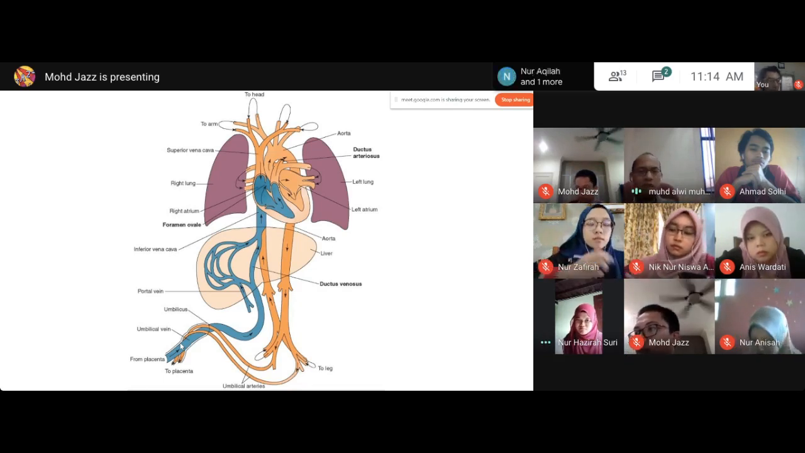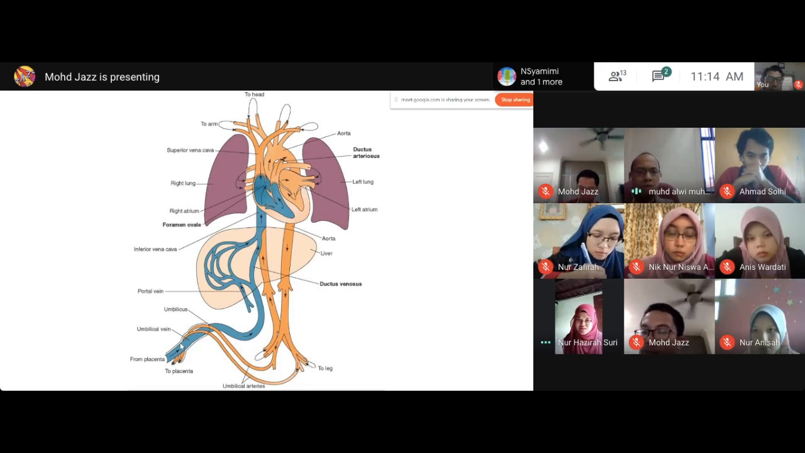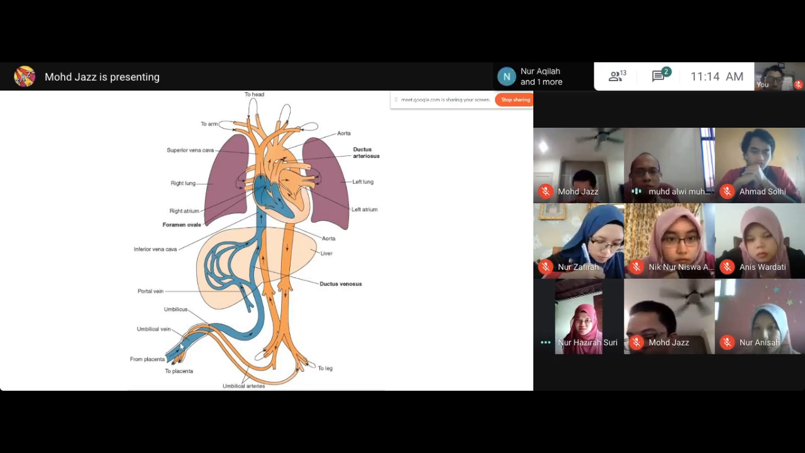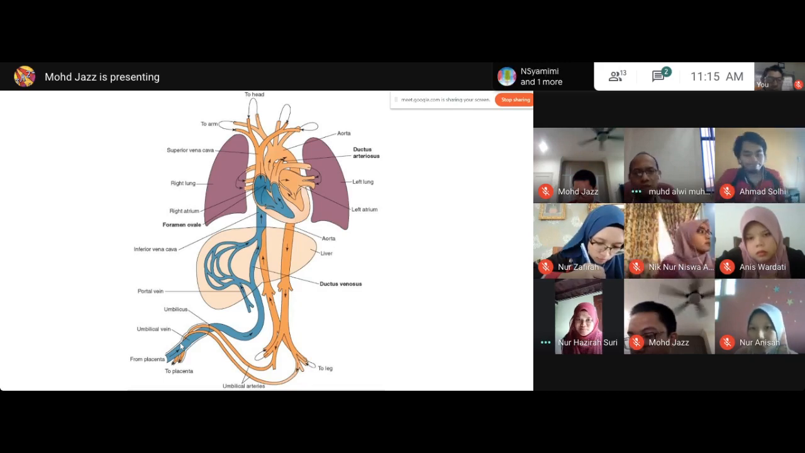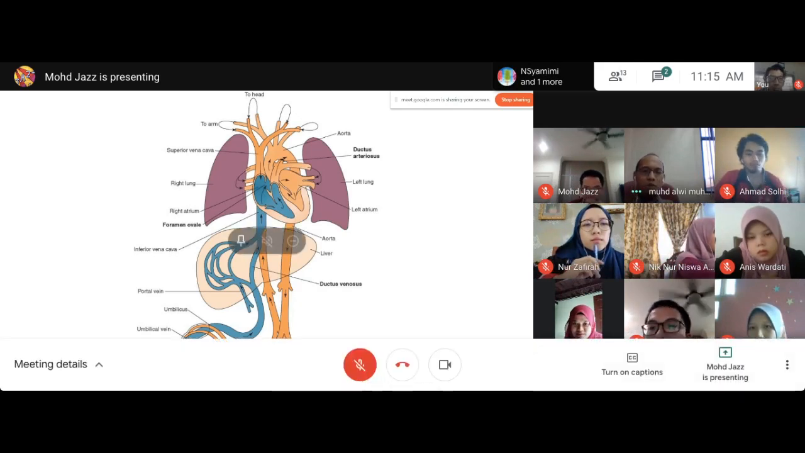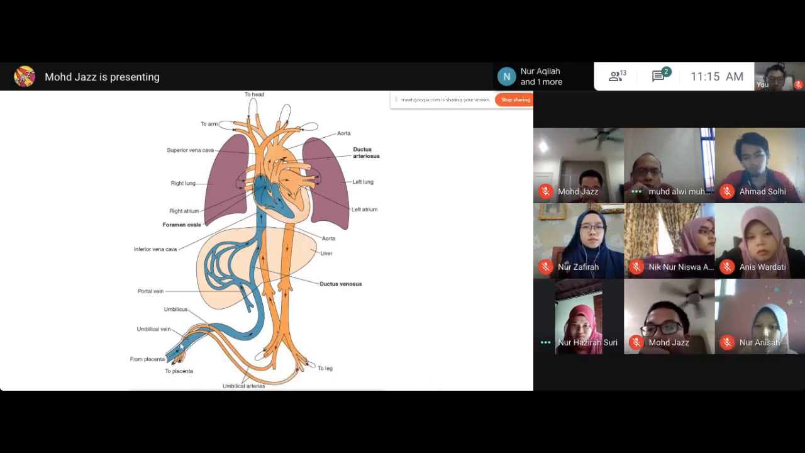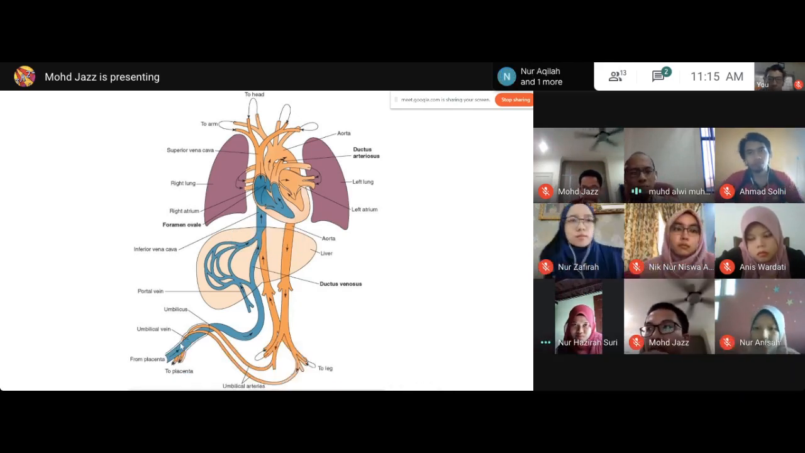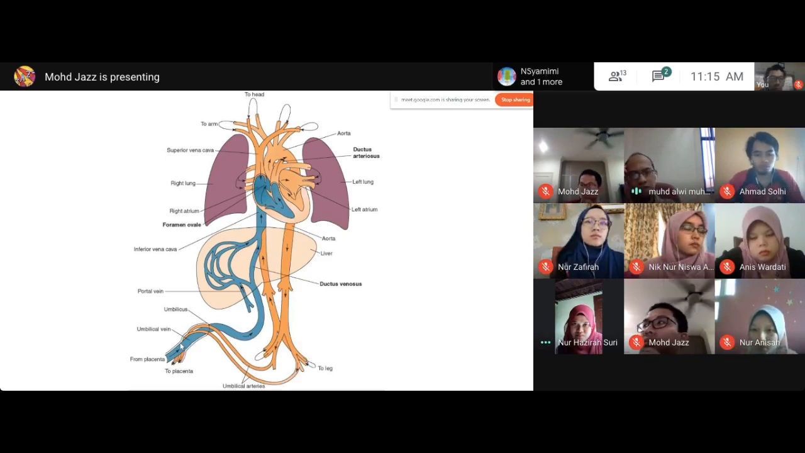Similar to the blood from the pulmonary artery, from the right ventricle, only 5% go to the lung, right? The rest go to the left side through the ductus arteriosus, right? But 5% will go to the lung. So predominantly it will supply the lower limb via the ductus arteriosus.